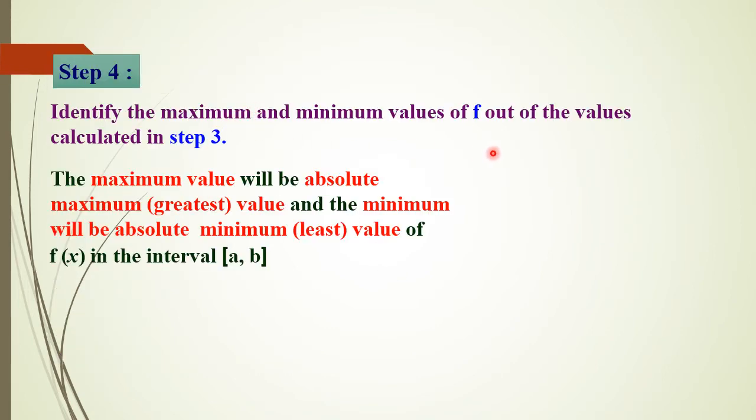Then after finding the critical points and given intervals, consider all the points and substitute them in the original function. So you will get some least value and some maximum value. The least value is called the absolute minimum and the maximum value is called the absolute maximum.